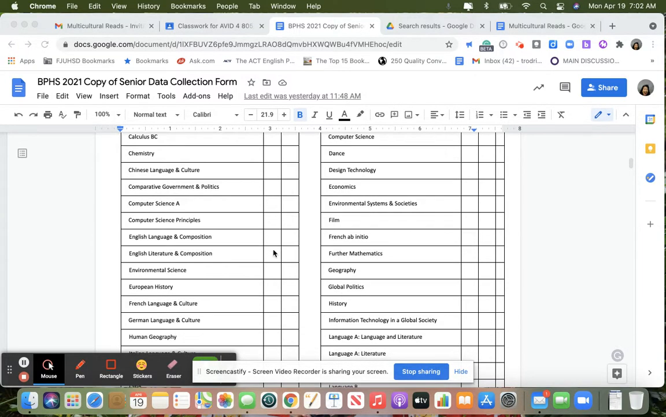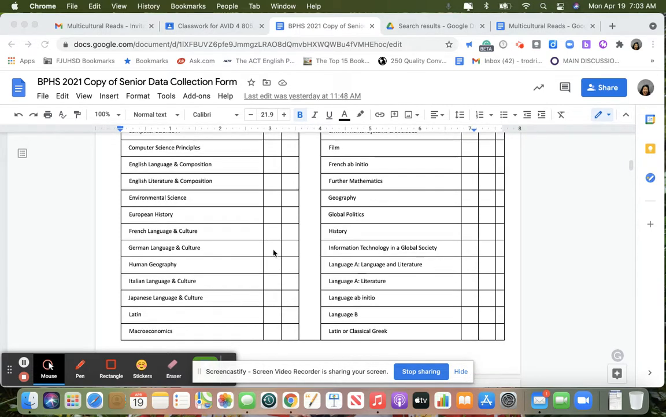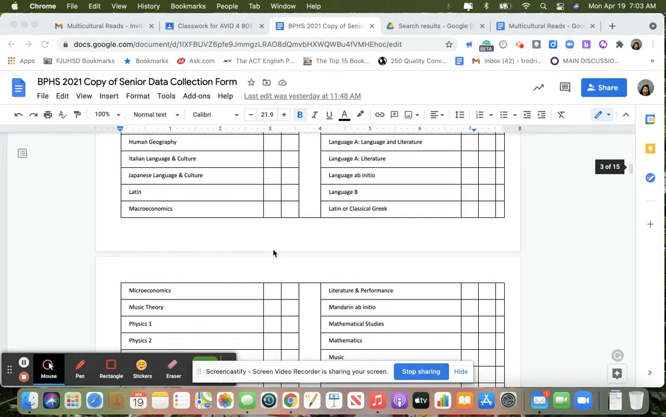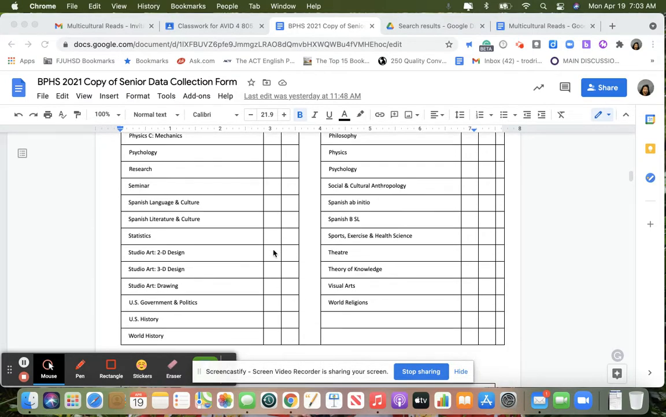By the same token, please make sure that you are checking anything that you have challenged a test for. So for instance, some of you may not have taken the AP Spanish courses, but maybe you challenged the test. So you want to make sure that you check Spanish language for that. So bear that in mind.